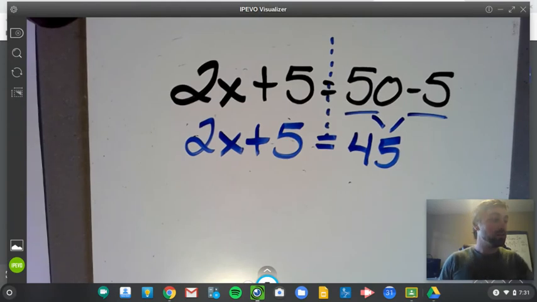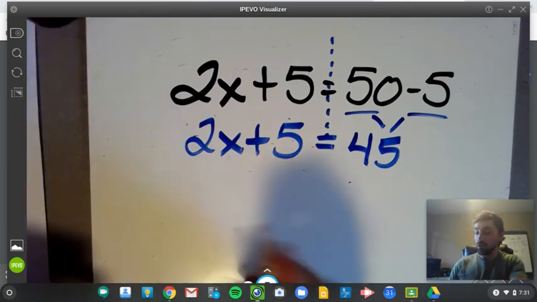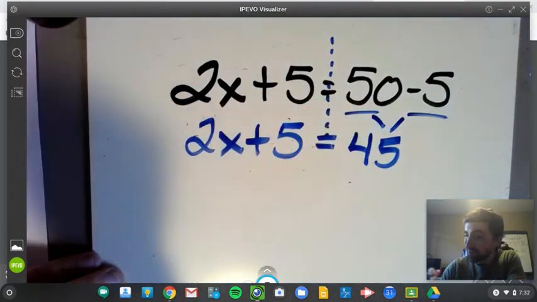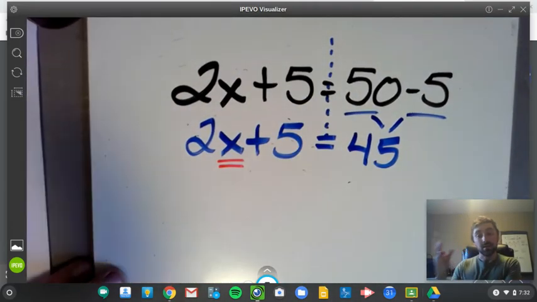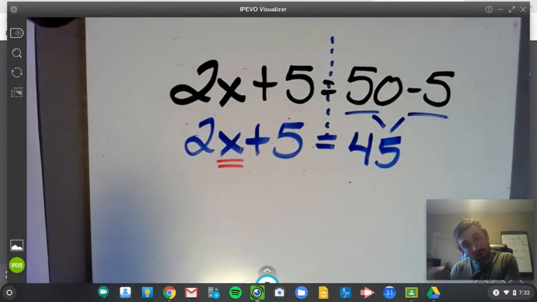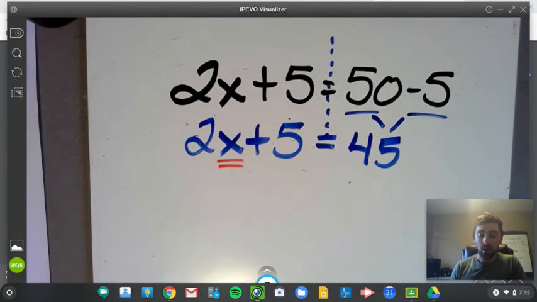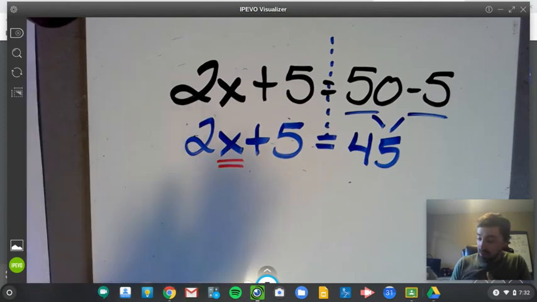There we go. So we want to locate the term with the variable in it. This is the variable, remember that, because that is our unknown number. We don't know what x equals yet. So that is step number 3, locate the term with the variable in the equation.